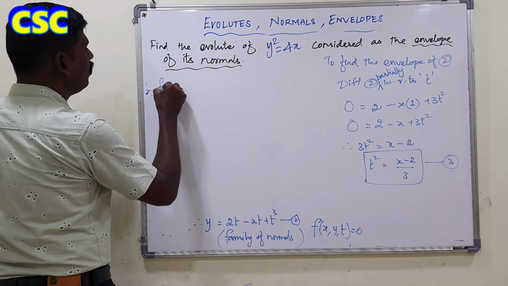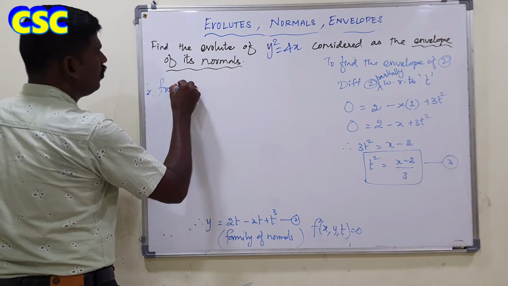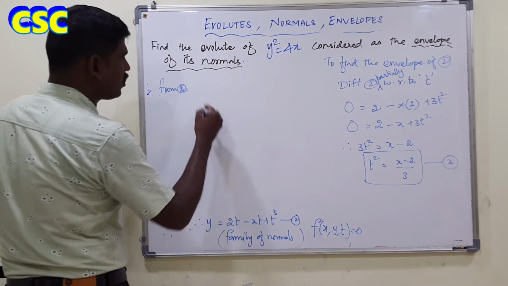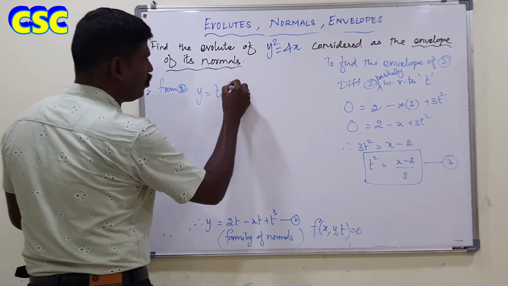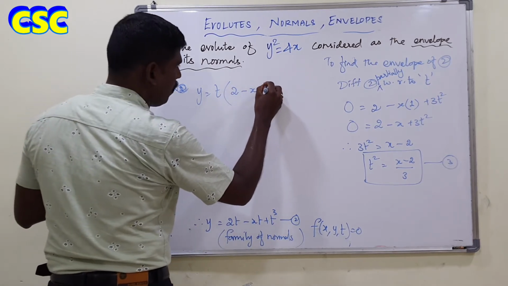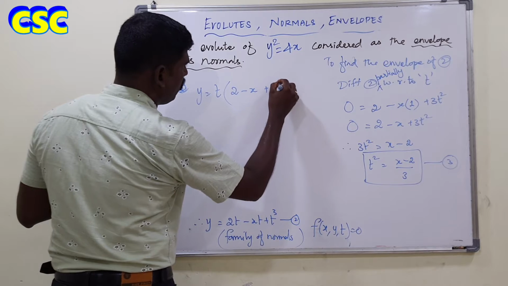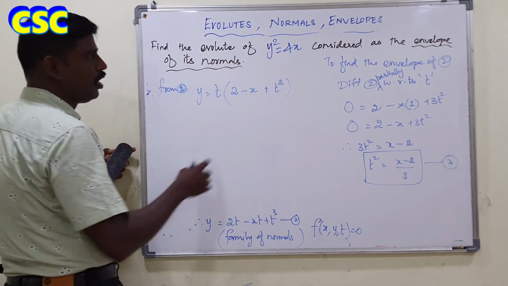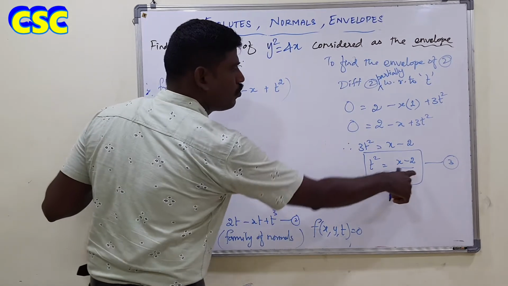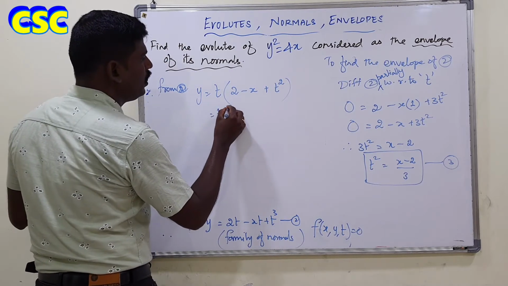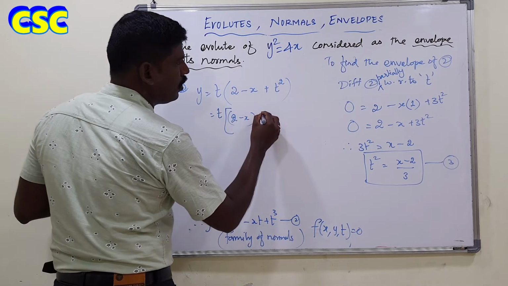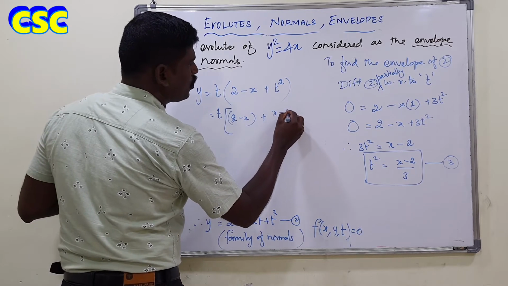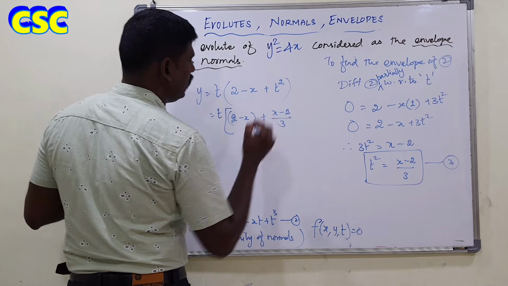From 2, I am going to take t as common. y is equal to t, so t is common between all the terms. So (2 minus x) plus t square it will become, isn't it? Right? Now I am going to substitute the value of t square here. So t into (2 minus x) plus (x minus 2) by 3.